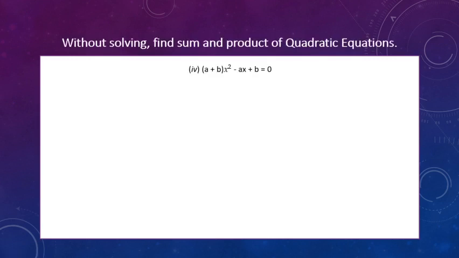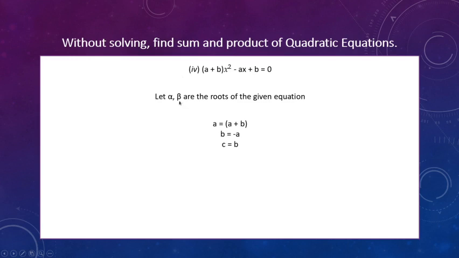Our next part is part number 4, and the given equation is (a plus b) into x square minus ax plus b is equal to 0. If we compare this equation with the standard form of the quadratic equation, that is ax square plus bx plus c is equal to 0, a will be equal to a plus b, b will be equal to minus a, and c will be equal to b.